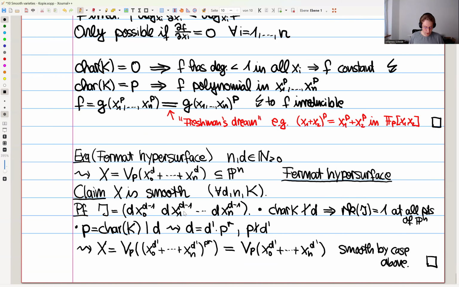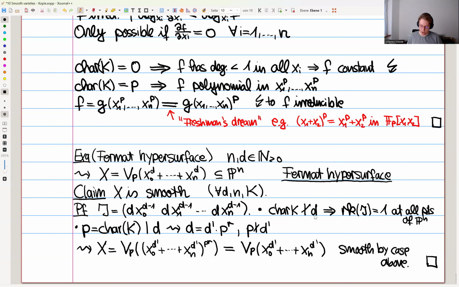For this, we calculate. If you recall, there was a variant of the Jacobi criterion, which was the projective Jacobi criterion. So for this, we just took this vector of partial derivatives. This always gives d times x_i to the d minus 1. And the Jacobi criterion says that if this has rank equal to 1, then this thing is smooth of codimension 1. Okay, and again, we have two cases to distinguish.